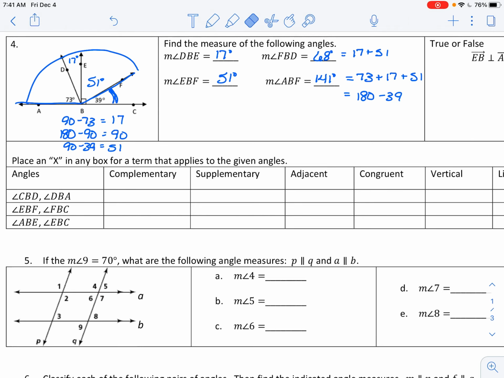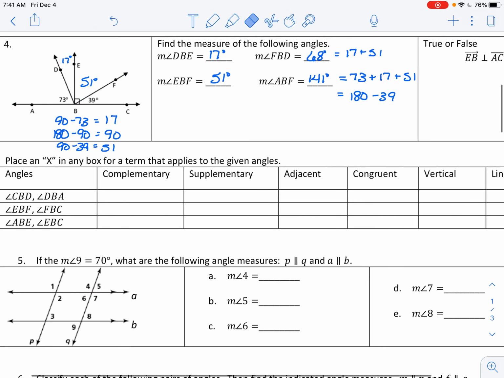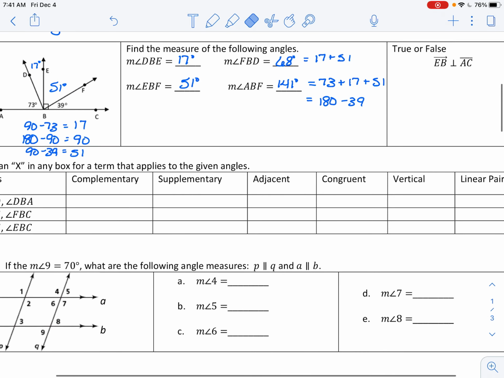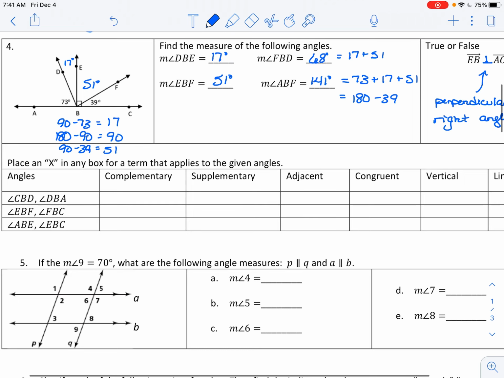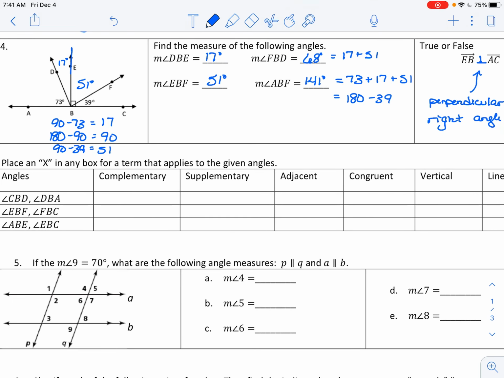So now that I have them all measured and found, there are a couple of questions it wants to know. It says EB, upside down T, AC. Now remember, this symbol means perpendicular. It's asking, when those 2 segments run into each other, do they make a right angle? True or false? There are right angles in this picture, but look for those segments to make sure they name the right ones. They name EB, which is here, and AC, which is here. And those are the 2 that are making that right angle. That is a true statement.